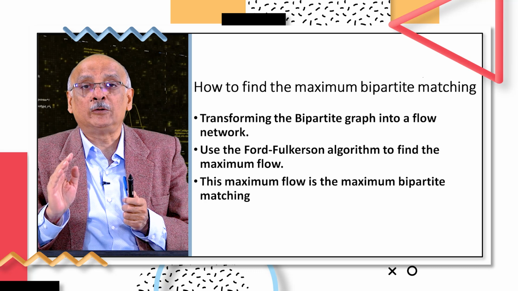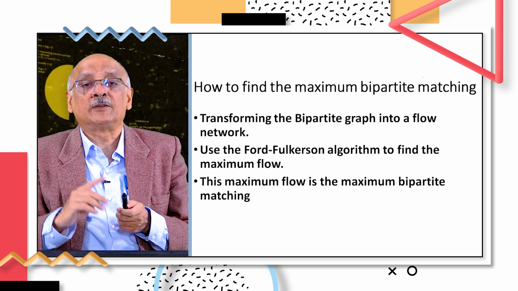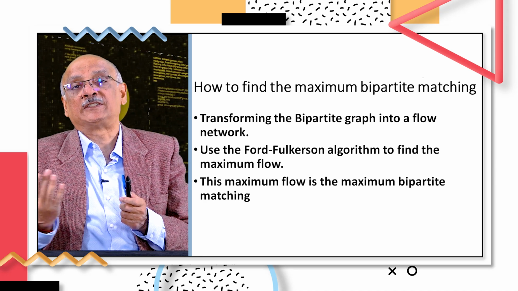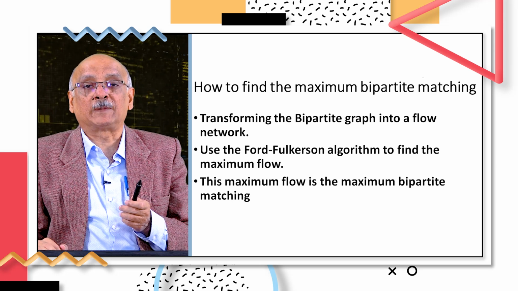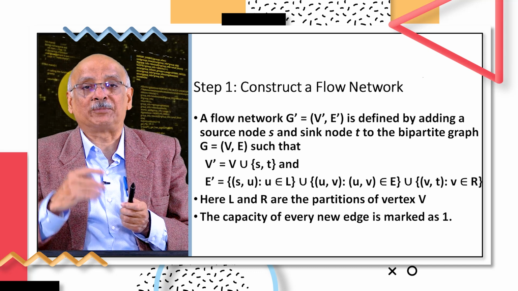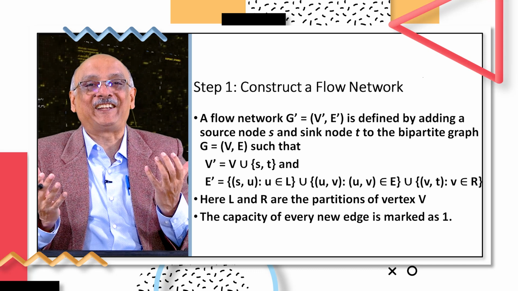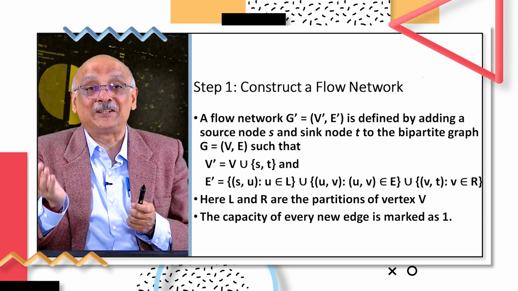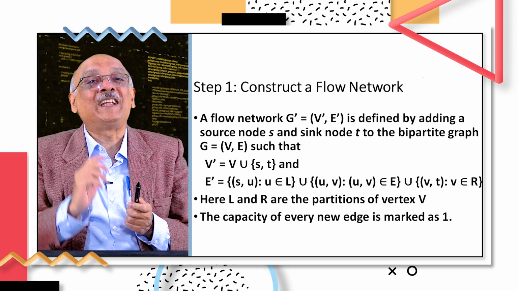So, what we will do? We will try to identify the maximum flow. This maximum flow is the maximum bipartite matching which is possible in the graph. This is the way this algorithm is going to work. Let us look into the steps. The first step is to construct a flow network, because Ford-Fulkerson algorithm works on a directed graph. So, we have to create the flow network.